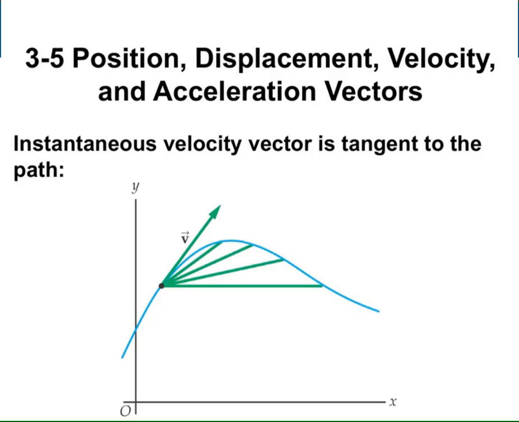So at any point on this curve, the velocity vector at that point will always be tangent to the curve. Okay? For example, here you see at this point the velocity vector is this green arrowed line, and it is, as you see, tangent to the curve.